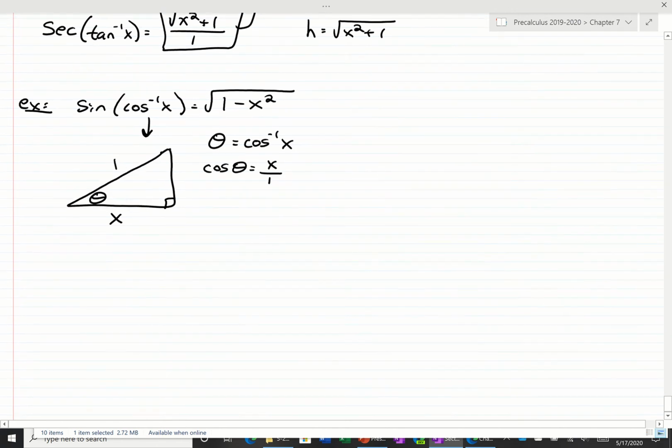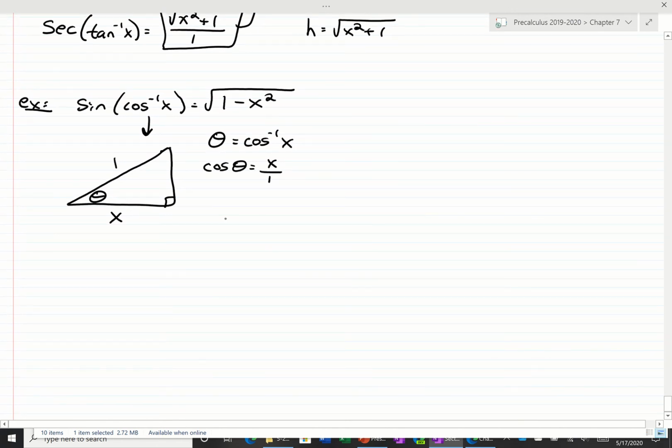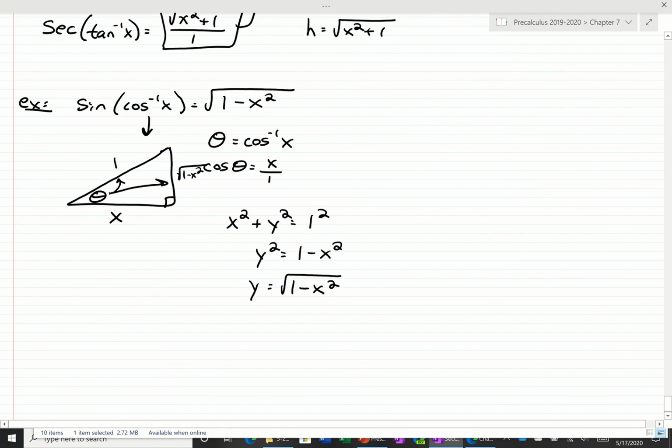So now let's figure out what the sine of that angle would be. Using Pythagorean theorem, we'll call this side y for now. X squared plus y squared is equal to 1 squared. Trying to get the y by itself, we're trying to find that missing side, y squared would be 1 minus x squared, and y would be the square root of 1 minus x squared. Right? So what's the sine of that triangle? Well, the sine would be opposite over hypotenuse, which we just showed, right?